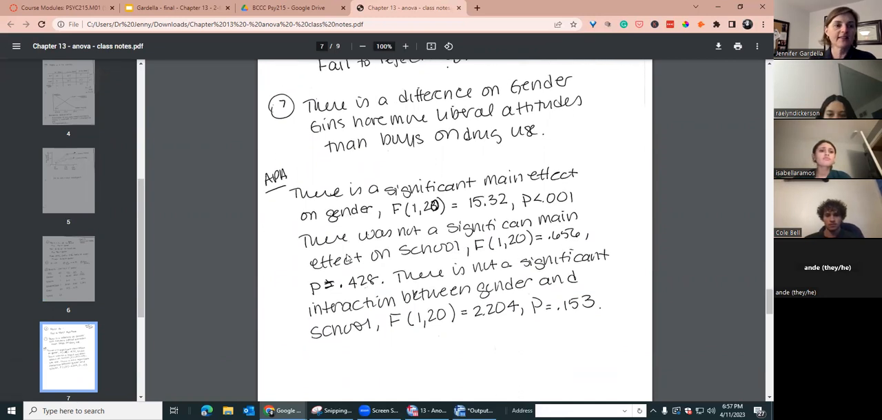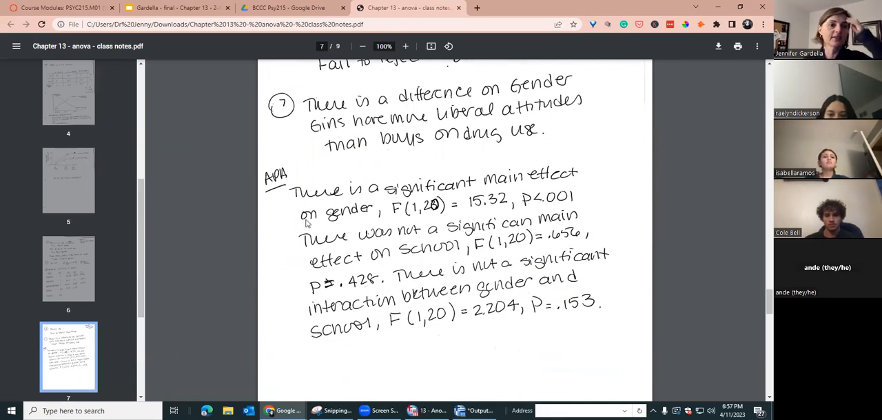And then this is the APA style. There is a significant main effect on gender. This is exactly how you say it. Significant main effect on whatever it is, the context. You know how much I always talk and love context. This is the F that we found, and P is less than 0.001. I don't think I talked about the P, so let's go back.